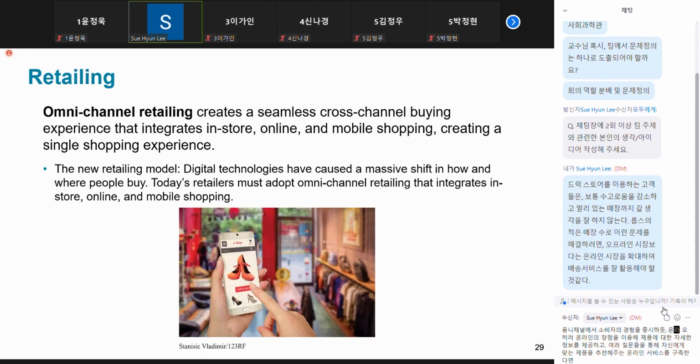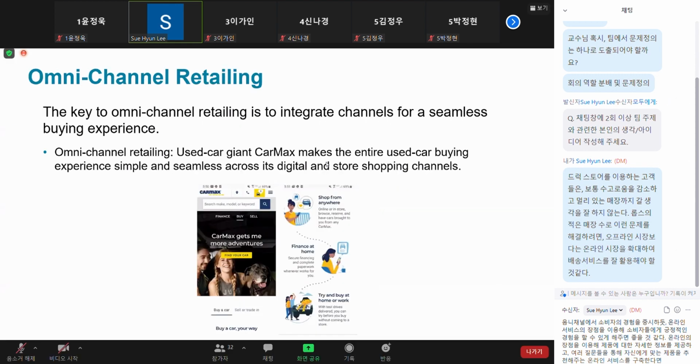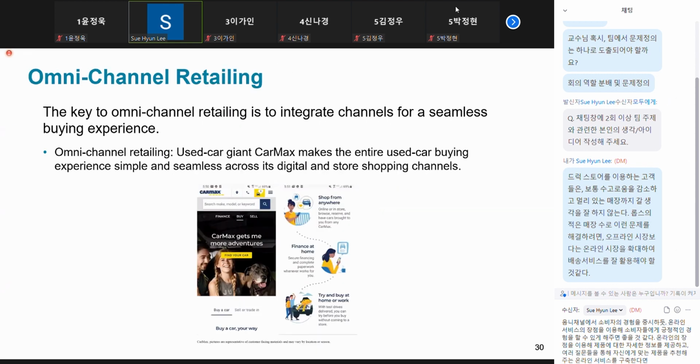So today's consumers are increasingly omni-channel buyers who make little distinction between in-store and online, like online shopping, like mobile shopping, and for whom the path to a retail purchase runs across multiple channels. So omni-channel retailing involves creating a seamless cross-channel buying experience that integrates in-store, online, mobile shopping into a single shopping experience. Seamless is really important in this case. Marketers increasingly need to blend in-store, online, mobile, or social media channels. Shopping typically includes websites, smartphones, mobile apps, social media, or other things digital.